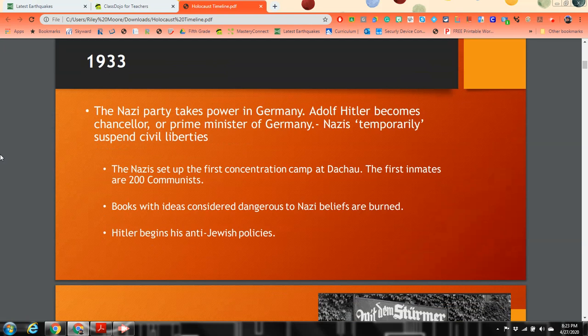So in 1933, the Nazi Party takes power in Germany. Adolf Hitler becomes chancellor or prime minister of Germany. Nazis temporarily, that means for a little bit, suspend civil liberties of the Jewish people. Now, in 1933, the Nazis set up the first concentration camp, and we're going to talk a little more about concentration camps here in a little bit, in Dachau. Now, the first inmates were 200 communists.